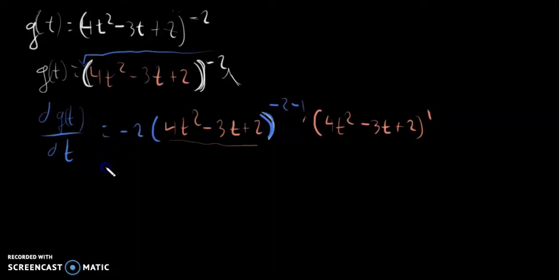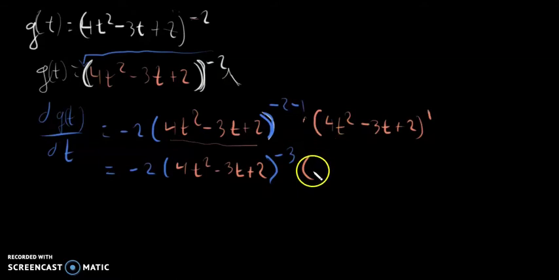Okay, so let's simplify what we've got. 4t squared minus 3t plus 2, to the negative 3 there, times the derivative of our inside, which is 4 times 2 is 8t, 2 minus 1 is just 1, minus 3. Right, this is a 1 that goes down, 1 minus 1 is 0, so this goes away, and this goes away as well because it's a constant.